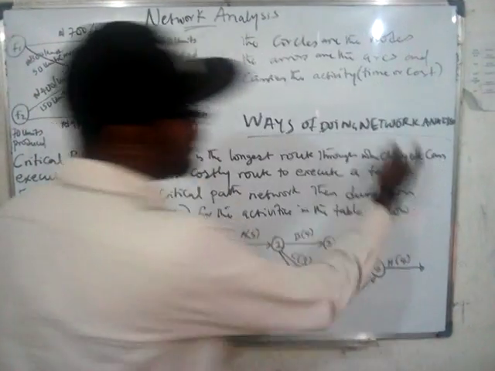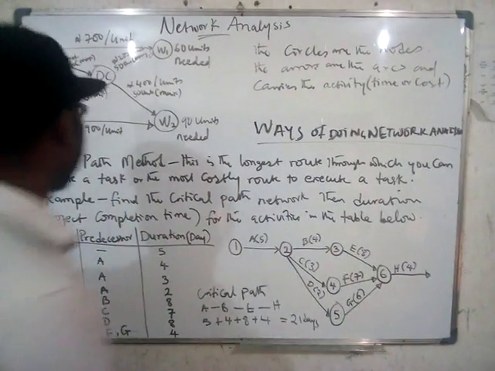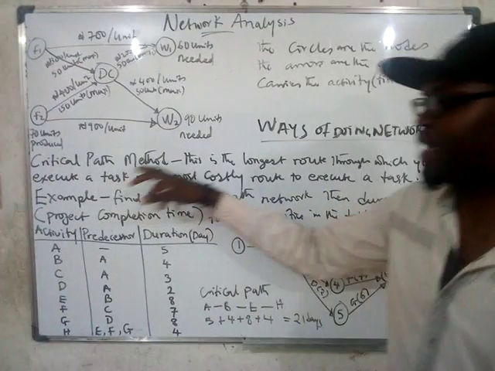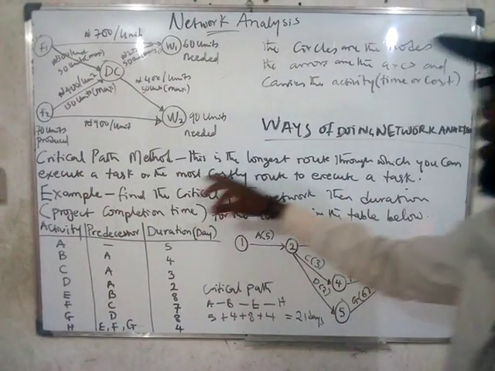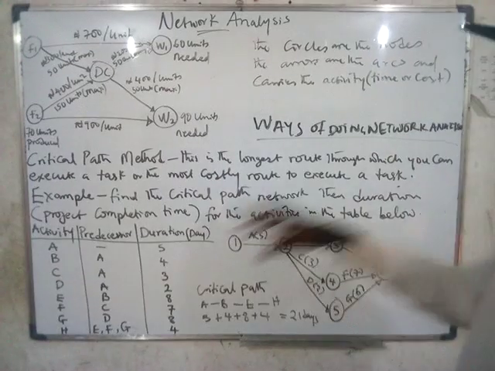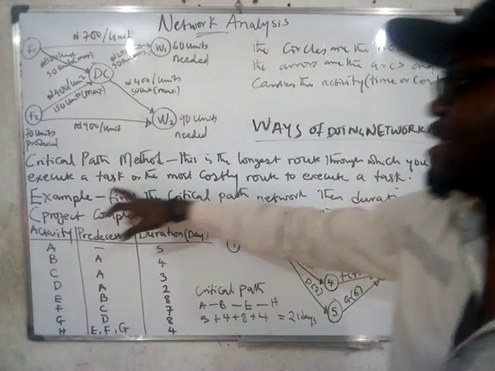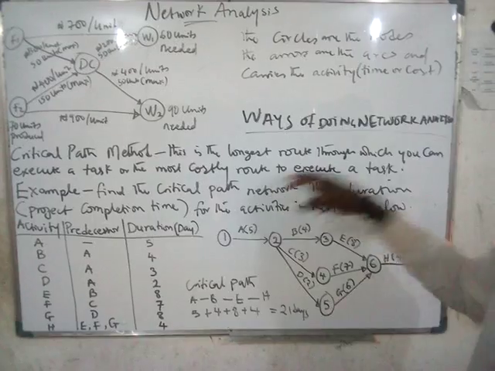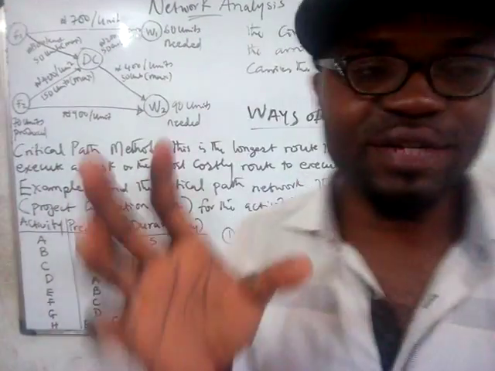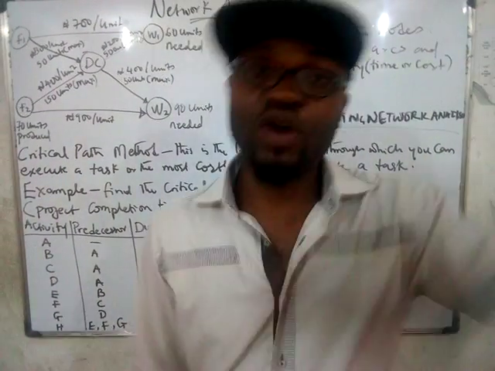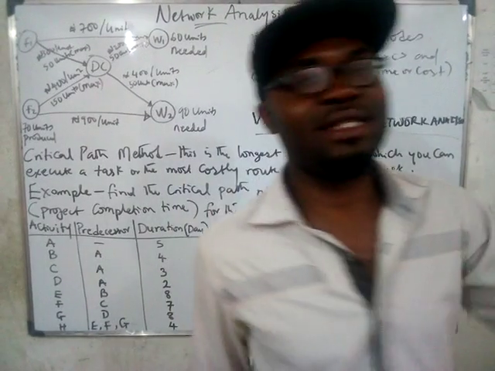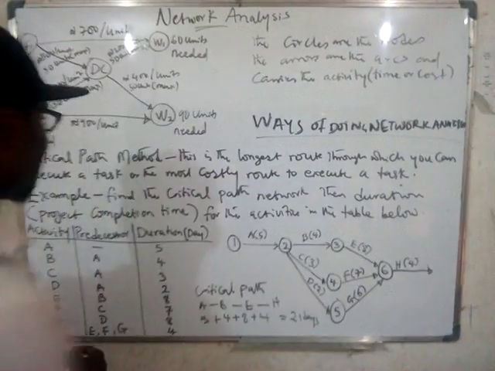So now, ways of doing network analysis. How do we do network analysis? We can use what we call the critical path method. The critical path is the longest route through which you can execute a task, or the most costly route to execute a task. So whenever you hear the word critical, it means the longest or the costliest: in terms of cost, costliest, in terms of time, longest. Now let's take an example.